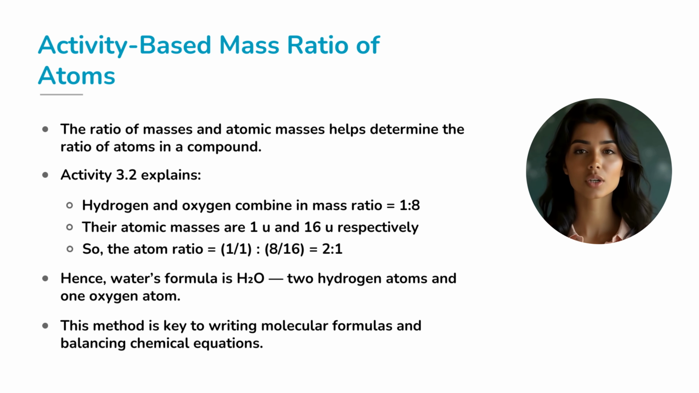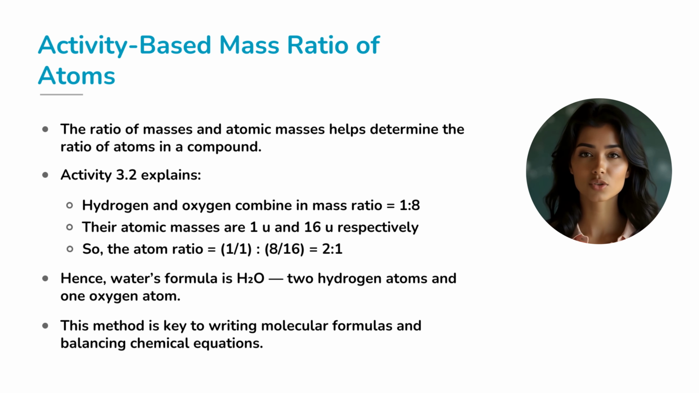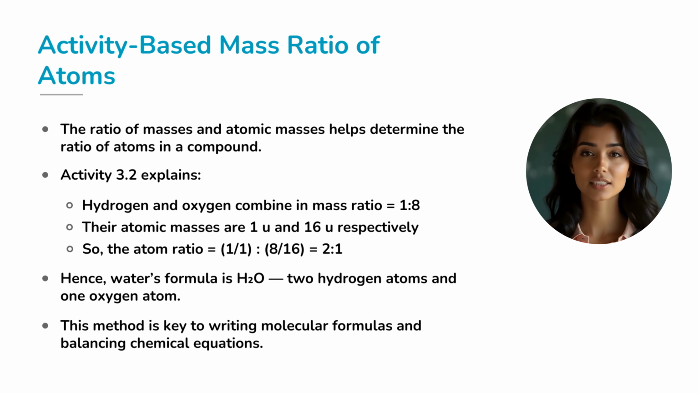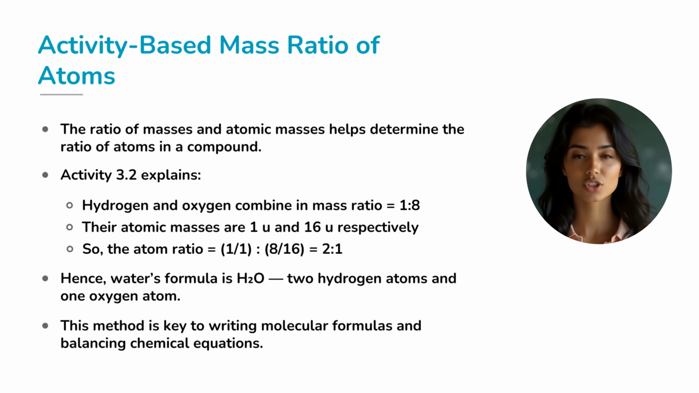For example, in water, the elements hydrogen and oxygen combine in the ratio 1:8 by mass. Now look at their atomic masses. Hydrogen has a mass of 1 unit. Oxygen has a mass of 16 units. So we calculate mass ratio for hydrogen equals 1 divided by 1, mass ratio for oxygen equals 8 divided by 16. This gives us the simplest ratio equals to 2:1. That's why water is H₂O, two hydrogen atoms and one oxygen atom. These simple ratios form the foundation for writing molecular formulas and understanding compound structure.